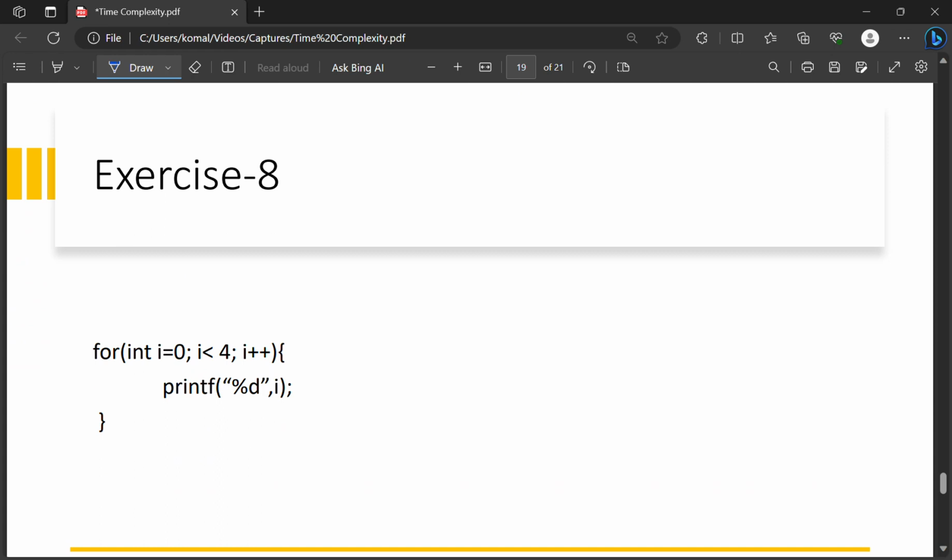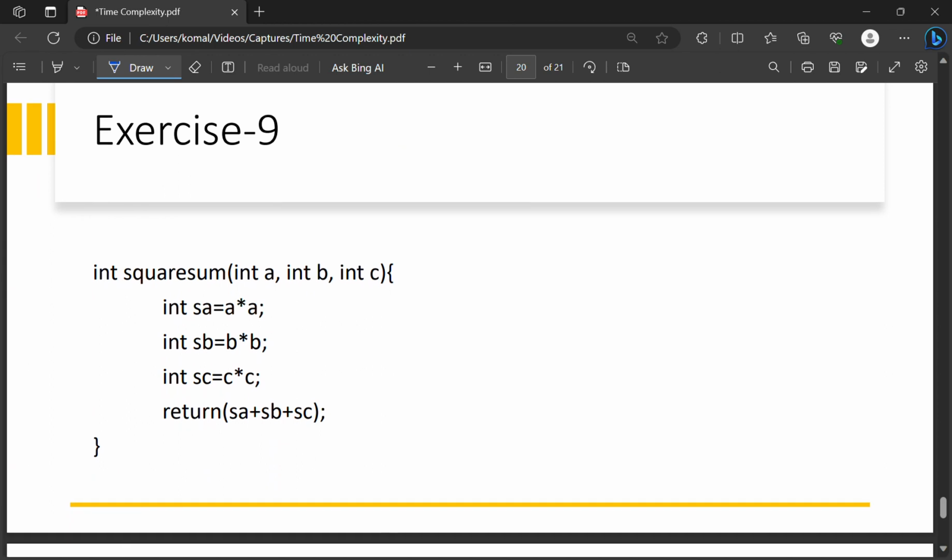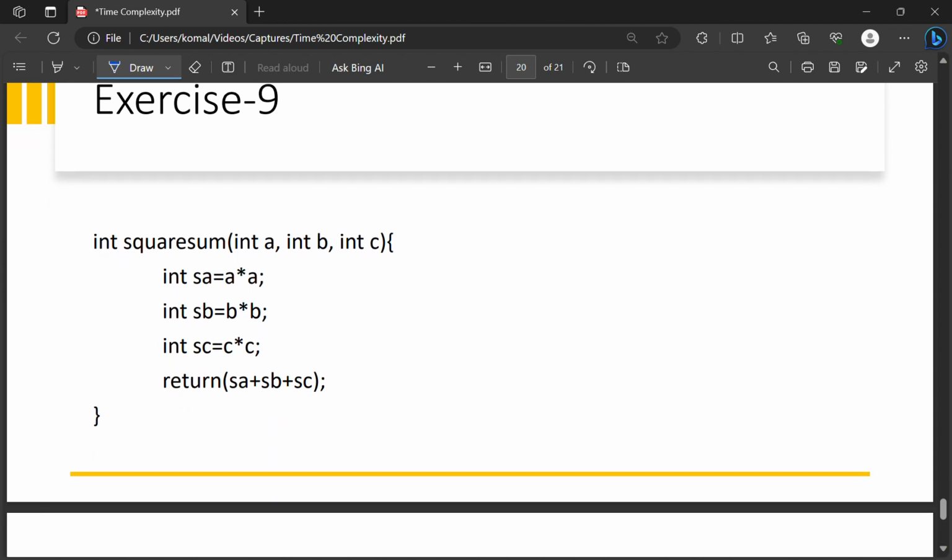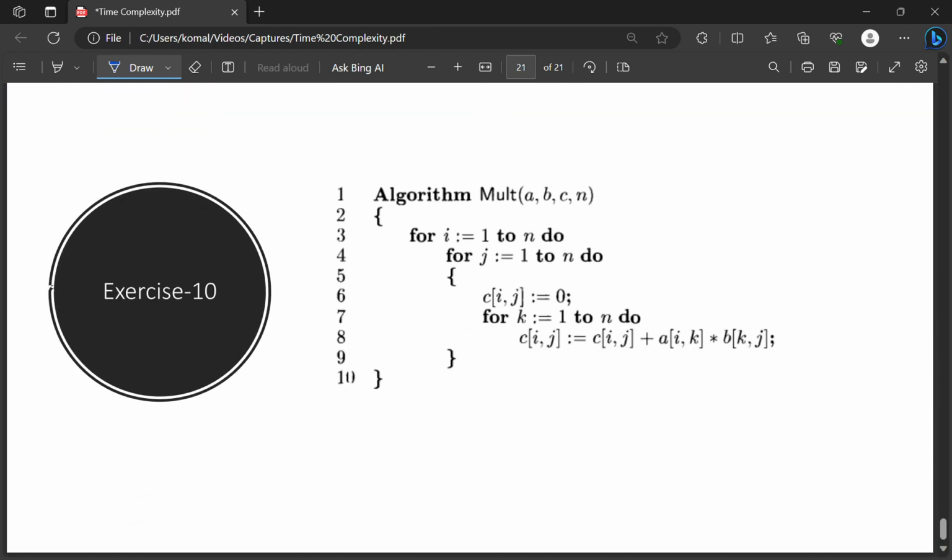So I equal to 0, I less than 4. Would you say linear time complexity? No. It is constant time complexity. It is not depending on n. Next, exercise 9. This is also constant time complexity. Why? Because it is not depending on input size. It is square sum function which is performing a square, b square, c square separately and then summing up. So this is also an example for constant time complexity.